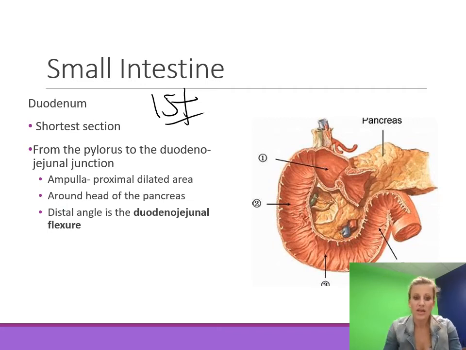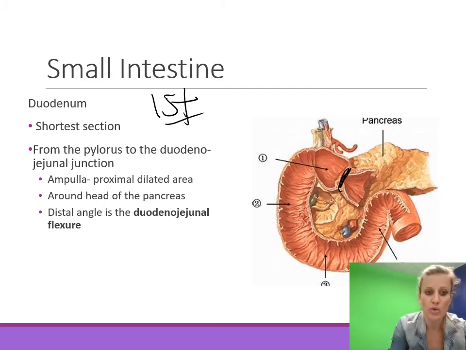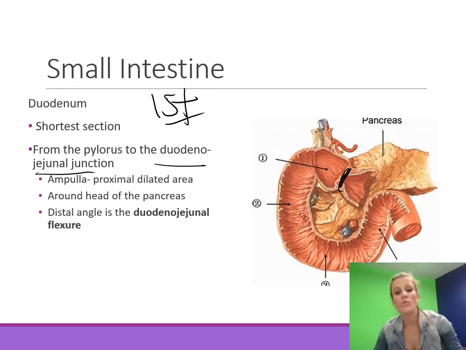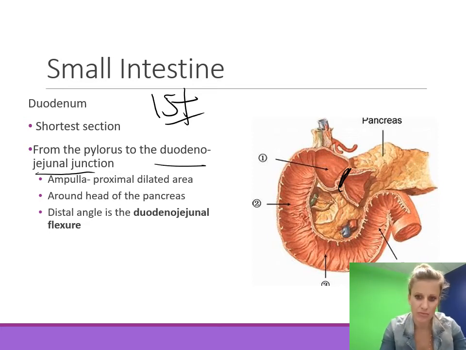The duodenum extends from the pylorus of the stomach, right, which we see right here, into the duodeno-jejunal junction, which is the connection between the duodenum and the jejunum, right? 2 sections of the small intestine. When we look at the duodenum, we see that it's kind of broken up into multiple segments, which we'll talk about the 4 segments in a second.